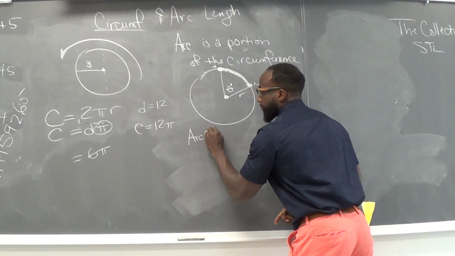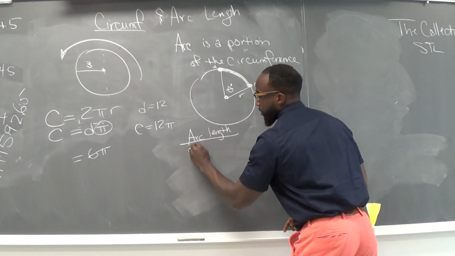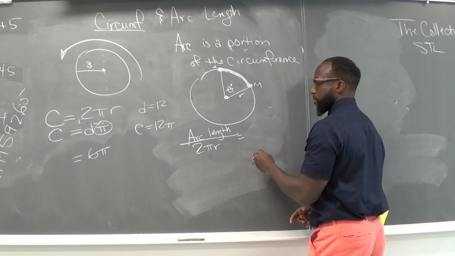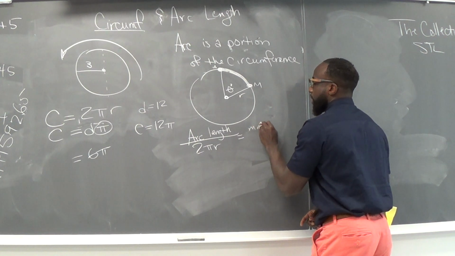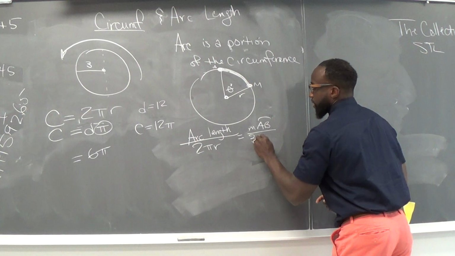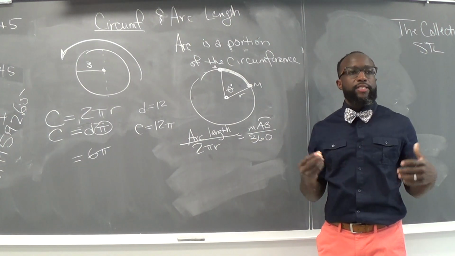Arc length over the circumference, 2 pi r, equals the central angle. They usually represent it like this: the central angle over 360. Okay? So in order to find the arc length, you have to set up a proportion.